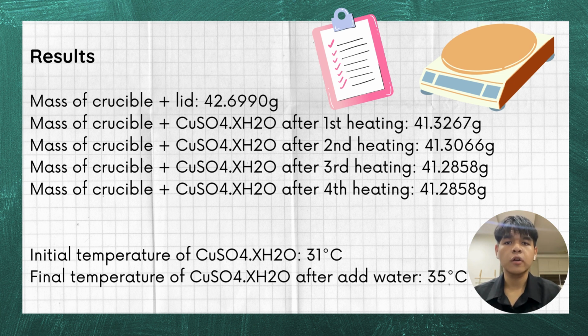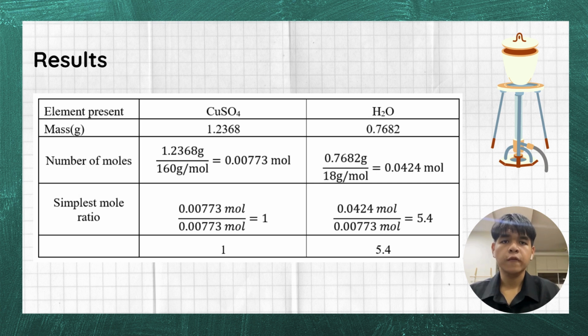The initial temperature of CuSO4·5H2O is 31 degrees Celsius and the final temperature of CuSO4·5H2O after adding water is 35 degrees Celsius. By knowing the mass of copper(II) sulfate and the mass of water, we can calculate the number of moles for each and, using the simplest mole ratio, find the ratio of moles of copper sulfate to moles of water in the compound. Based on the results, the ratio shows that in the chemical formula of the hydrated salt, for every 1 mole of copper sulfate, there are 5 moles of water molecules.